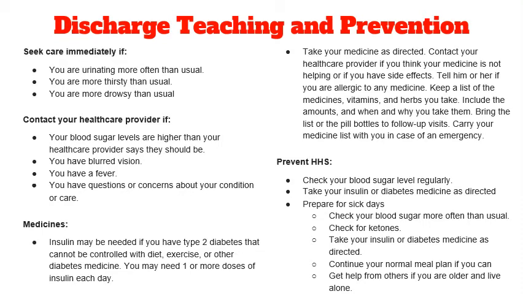They should be taught that if they are allergic to any medicine, they should also keep a list of the medicines, vitamins, and herbs that they take. They should include the amounts and when and why they take them. They should also bring the lists or the pill bottles to follow-up visits. And they should also carry their medication list with them in case of an emergency. In order to prevent HHS, they should check their blood sugar levels regularly, they should take their insulin or diabetes medicine as directed, and they should also prepare for sick days.